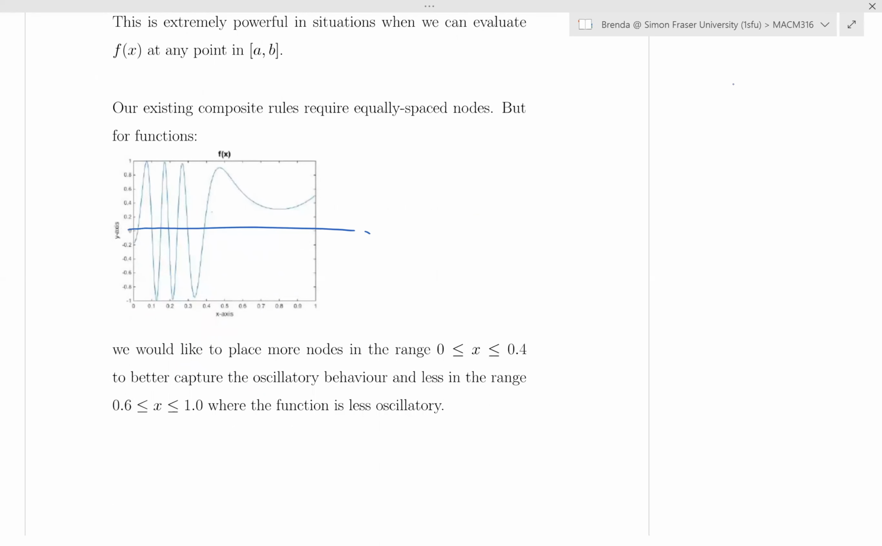Go ahead, Brian. You can put the nodes at the root, okay, that's right. I mean, this is our computing assignment. We decide to put the nodes like this, and of course, that means we have a lot more nodes where the function is changing quickly. So the idea here is we want more nodes here, more nodes here and less here.